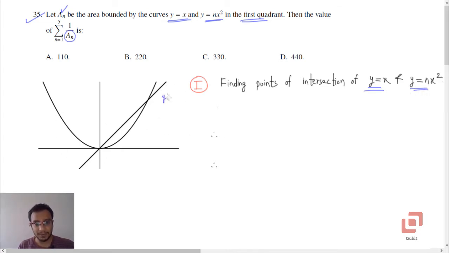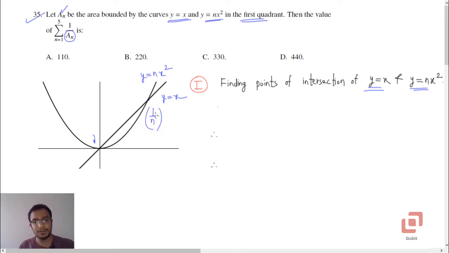This is our line y equal to x and this is our parabola y equal to nx squared. Clearly there will be 2 points of intersection. The first point will be the origin itself, which means the lower limit on our integration will be 0. Now the upper limit will be 1 upon n.